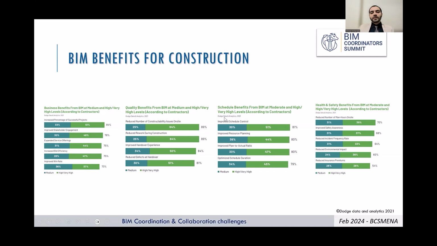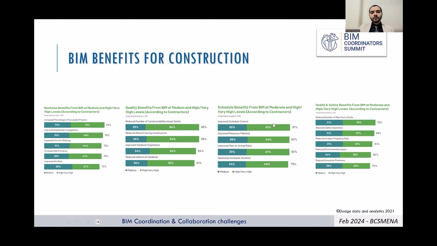When we are talking about schedule benefits, schedule control has been improved. Resources planning has been improved. Plan to actual ratio has been improved, and optimized the schedule duration. As I talked before in the BIM uses, 4D and 5D has become very important in the planning of the projects.